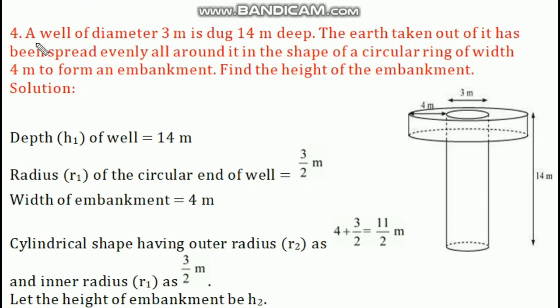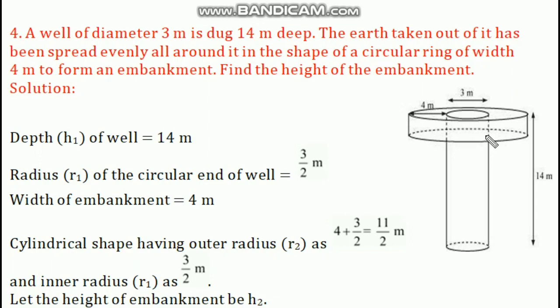Students, let us discuss exercise 13.3, fourth sum. A well of diameter 3 meter is dug 14 meter deep. The earth taken out of it has been spread evenly all around in the shape of a circular ring of width 4 meter to form an embankment. Find the height of the embankment.